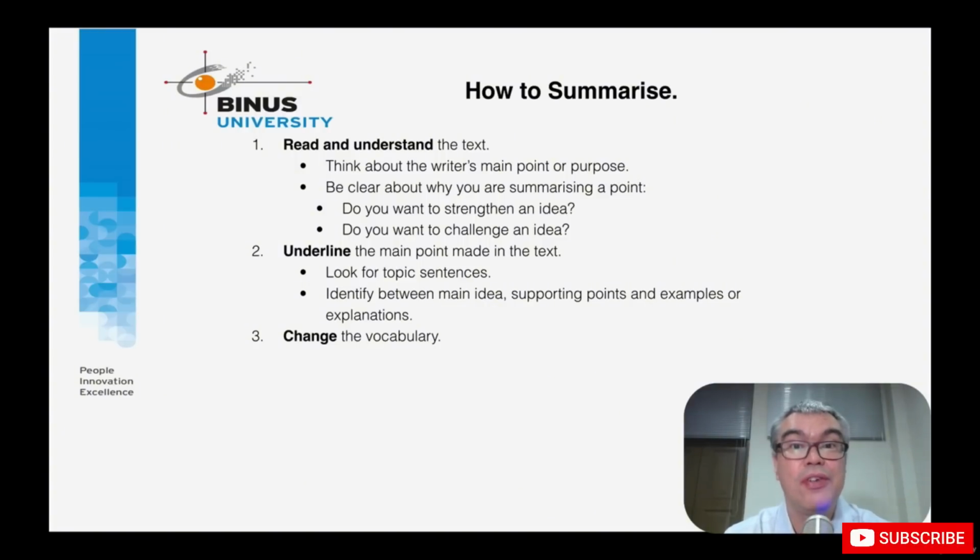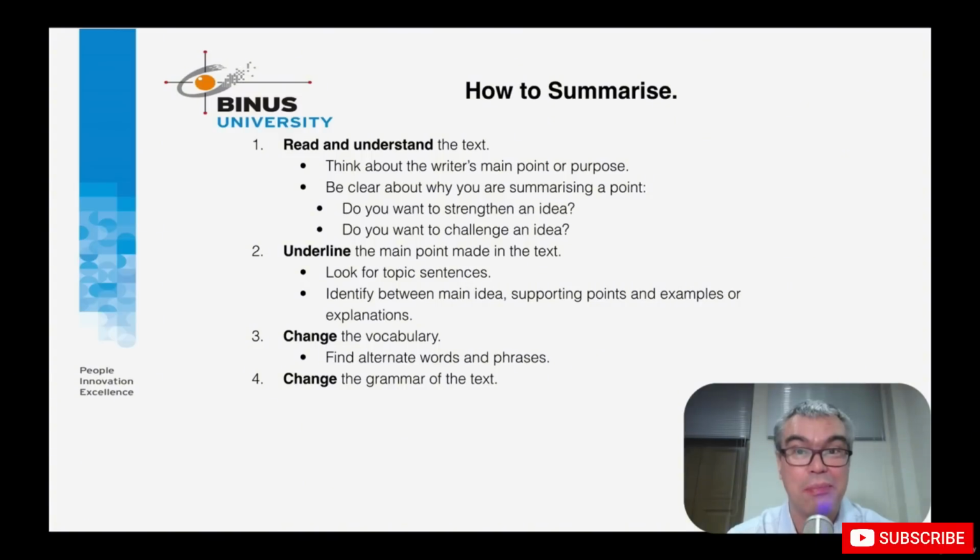And if you use your own vocabulary, you're showing that you have mastered the understanding of the ideas. And this is the important emphasis behind summarizing. You're showing that you do understand exactly what you are writing about. So here's a couple of tips for changing the vocabulary. So underline the words that you're going to change, and then think about what the alternative words and phrases available that you can use.